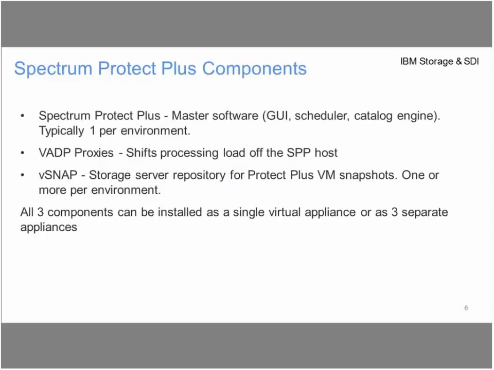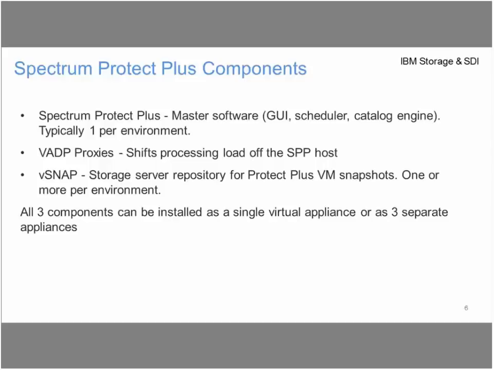So as I mentioned, there are actually 3 separate components to the Spectrum Protect PLUS environment, right? You have the Spectrum Protect PLUS server itself, which is the master software. It's the UI, the scheduler, the catalog engine. It is deployed typically once in an environment regardless of the size of that environment. You have VADP proxies, right? The VADP proxies help to shift some of the workload off of the Spectrum Protect PLUS server and distribute that. And you can have as many VADP proxies as you need in your environment.